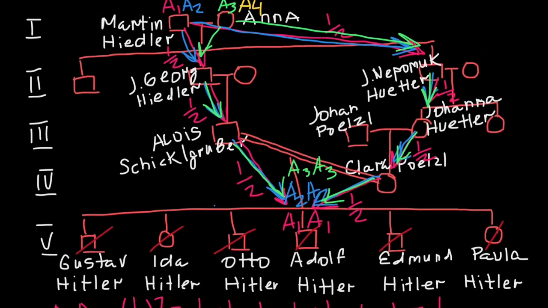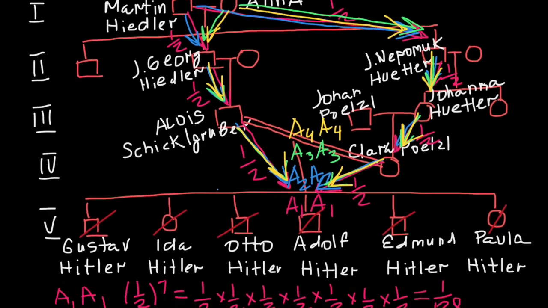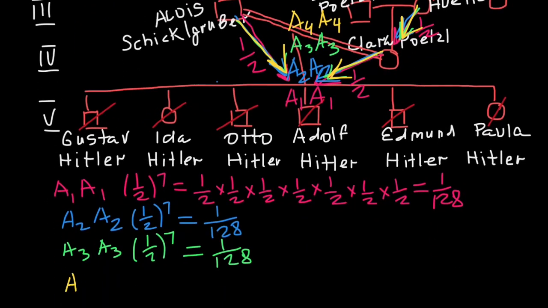And the last variant would be that Adolf Hitler or any of his siblings would inherit A4 allele from his grand-grandmother. So 1 half here, 1 half here, 1 half probability here, and from the mother side it is going to be 1 half, 1 half, 1 half, and 1 half. So again, this is genotype A4 for a certain locus for the gene A. Probability to be A4 for the gene A is going to be 1 half in the power of 7, which is 1 over 128. As I said earlier, the same is true for any of his siblings. Calculations are going to be the same.